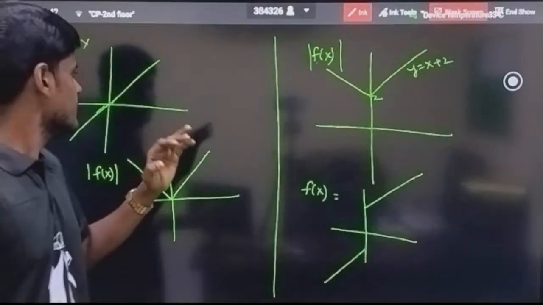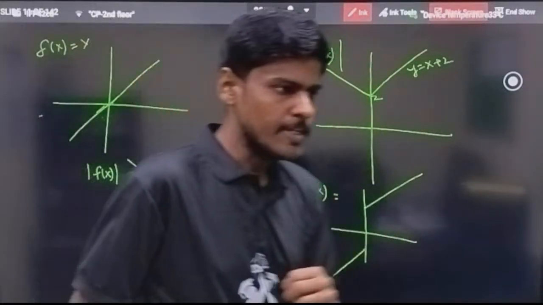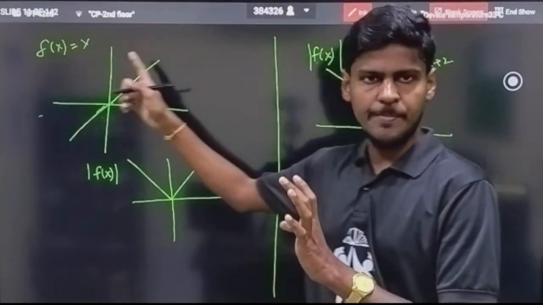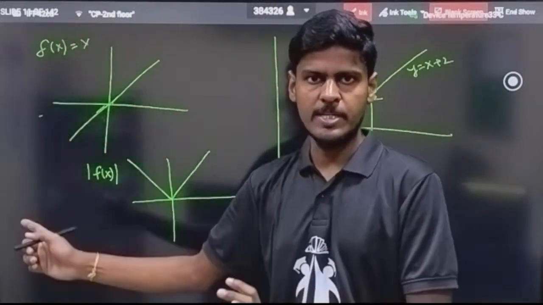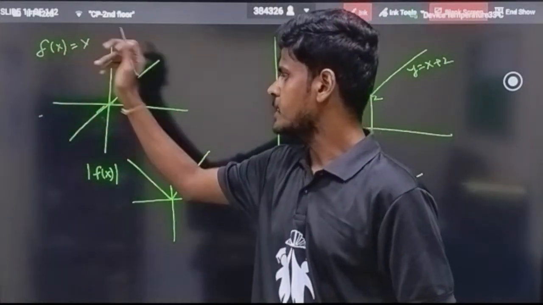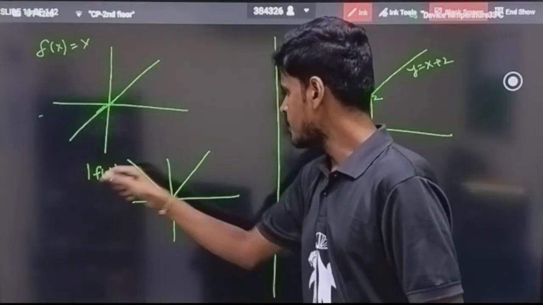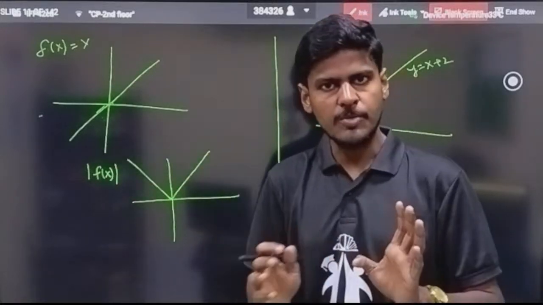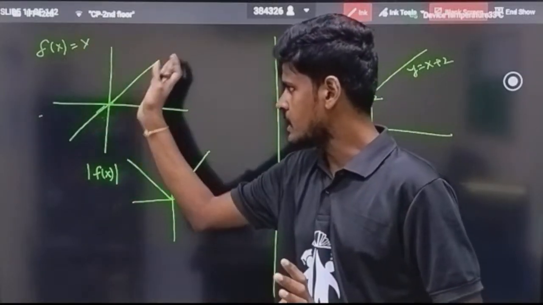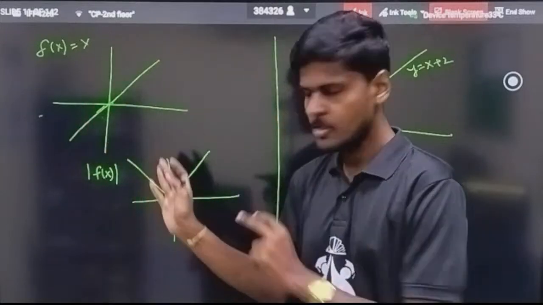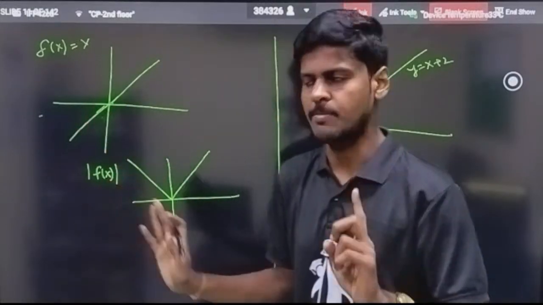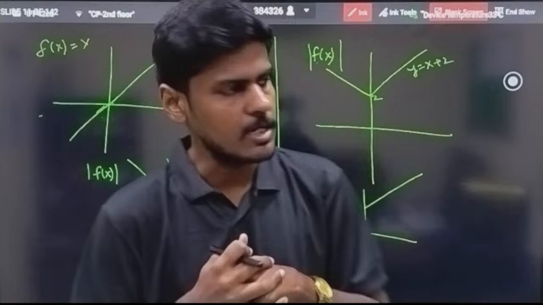Do you understand, students? I will repeat. F of x equal to x is one example. I am taking one example for demonstrating this property. F of x equal to x means mod of f of x will also be continuous. As f of x is continuous, mod of f of x should be continuous. That is the first statement. But its converse is not true.